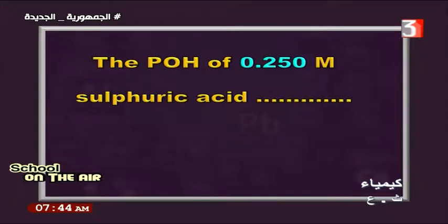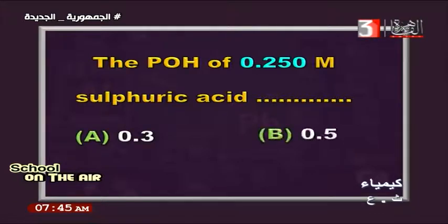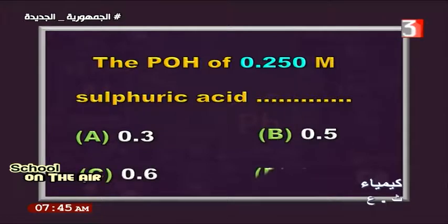Next one: the pOH of 0.25 molar sulfuric acid is what? 0.3, 0.5, 0.6, or 13.7? Yes, the answer will be 13.7. What is the solution of this problem?